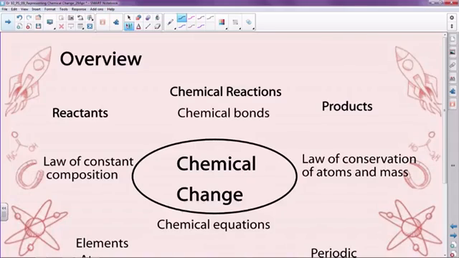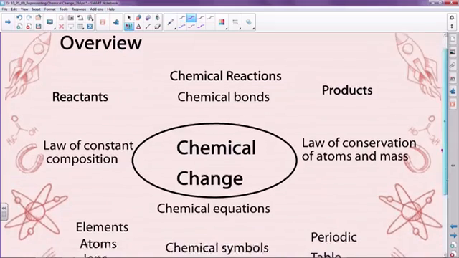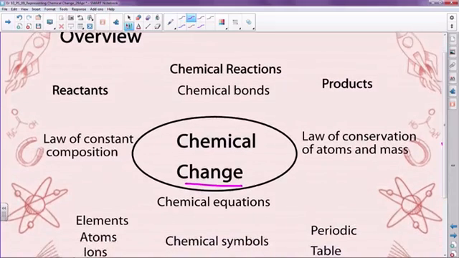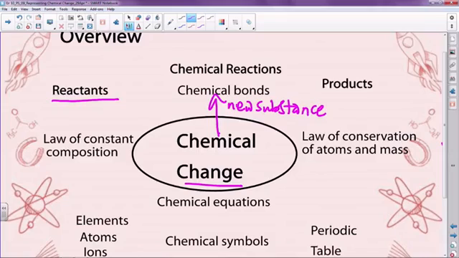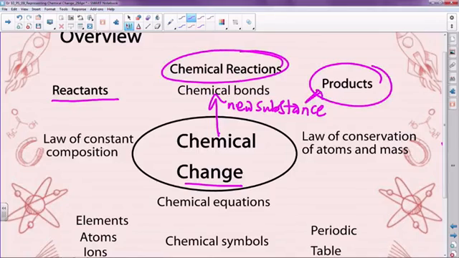As you can see from the overview, our focus is chemical change. Remember, when we talk about chemical change, we're talking about new substances being formed. When new substances are being formed, we know there are new bonds that are formed. So if we form new substances, it means atoms of elements or molecules are broken first. Those which are broken are called the reactants. The reactants are those that are broken to form new substances, which we call the products. So when that happens, chemical reactions take place.